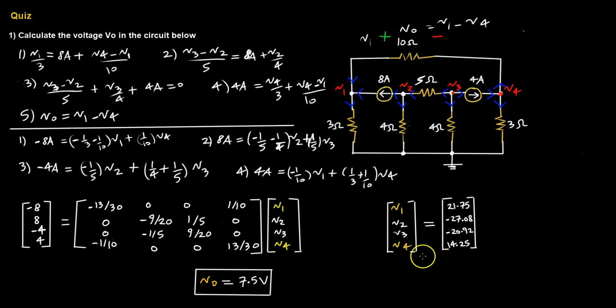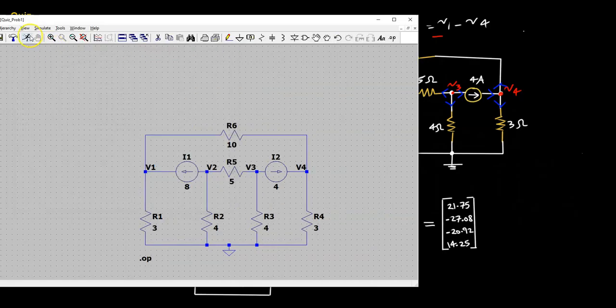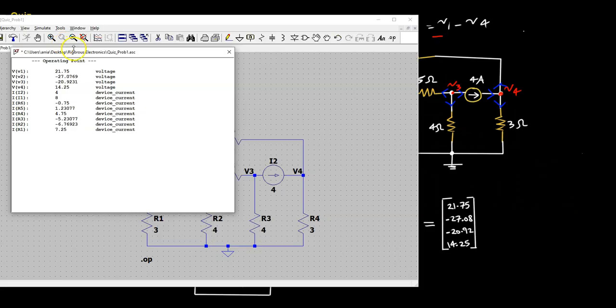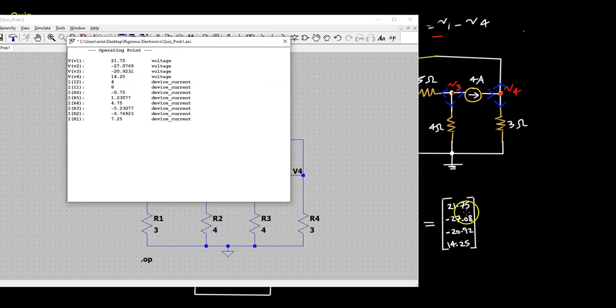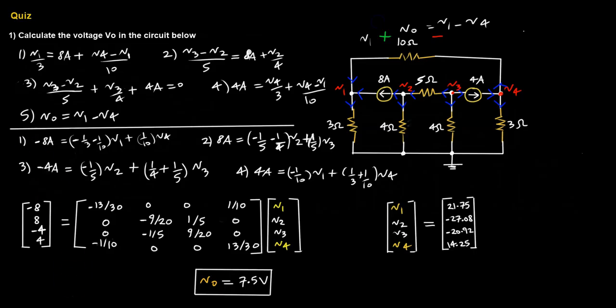Now let's go ahead and look at LT-SPICE and verify our answer. Let me run it one more time. And of course we see that we have the same numbers as what MATLAB told us, indicating that we have the same answer. So that concludes the first quiz problem.